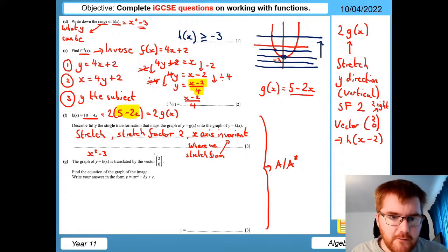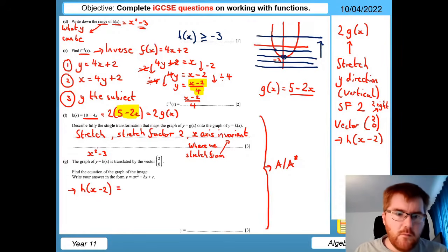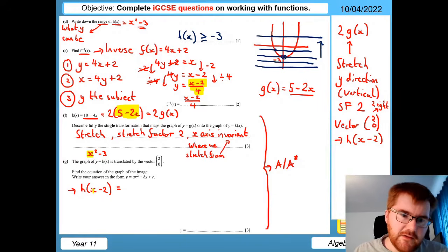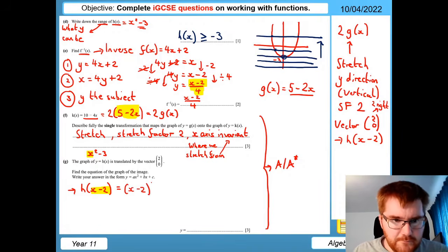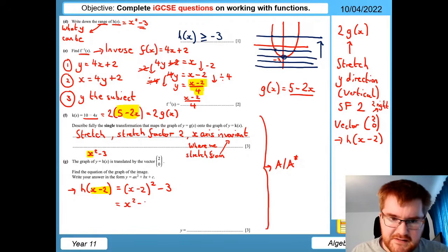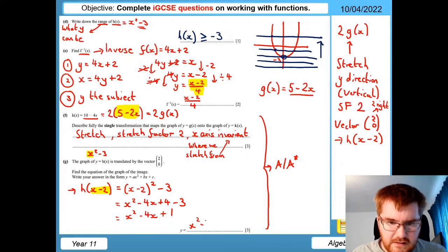So what we're actually looking for here is h of x minus 2. So I take my h function, wherever I see an x, I'm going to replace it with x minus 2. If I do that, I'm going to get x minus 2 all squared minus 3. If we expand that bracket, I'm going to do this quickly just to show you what happens here. So x squared minus 4x plus 4 minus 3. And then if we collect the like terms, we get x squared minus 4x. 4 minus 3, of course, is equal to positive 1. And we get our answer there.